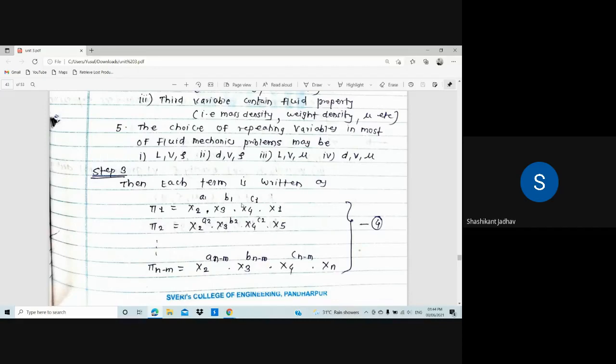The choice of repeating variables in most of fluid mechanics problems may be. So write down the choices.